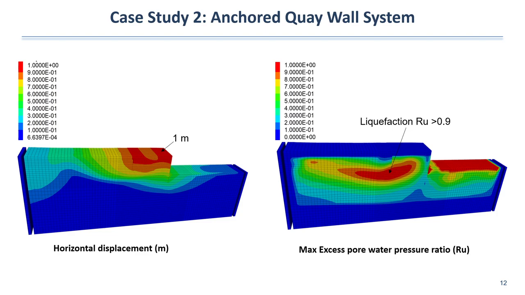We also observe the pattern of the liquefaction. RU is more than 0.9, indicating we have some liquefaction here that caused a relatively large deformation of the quay wall structures.